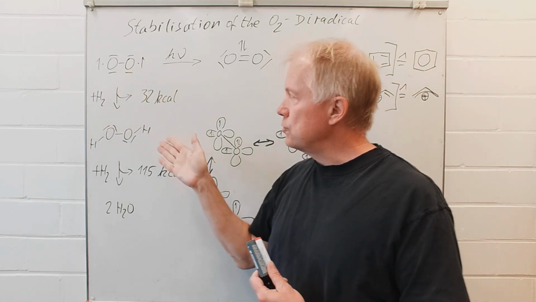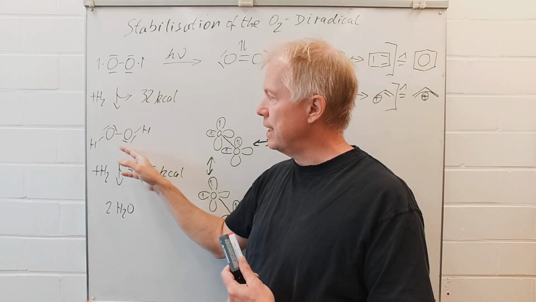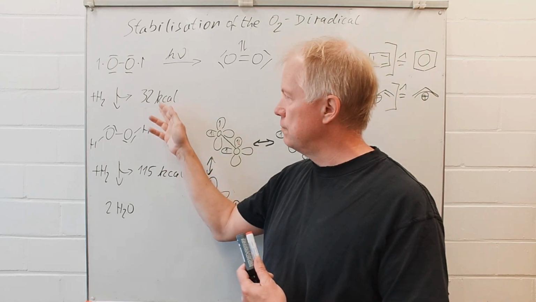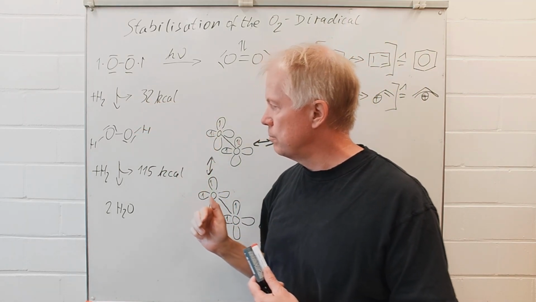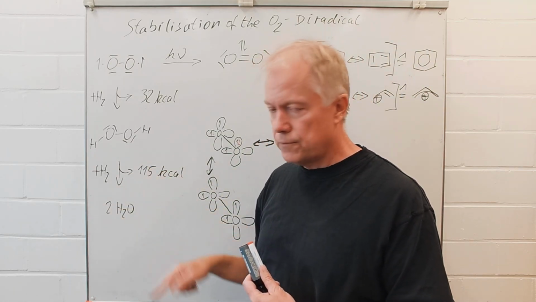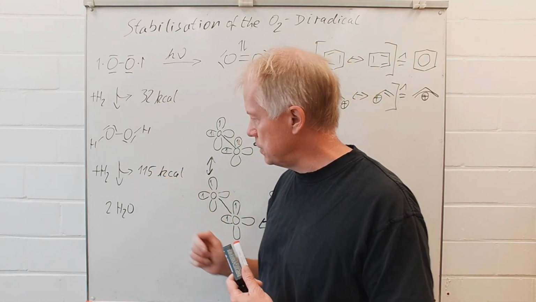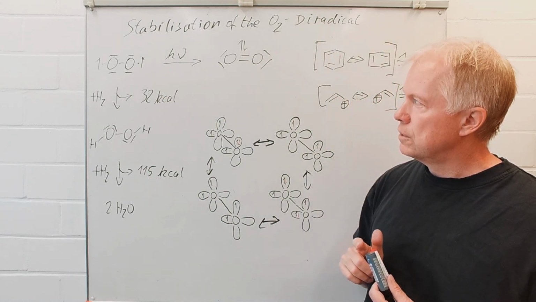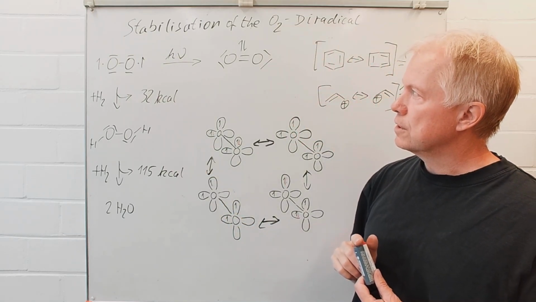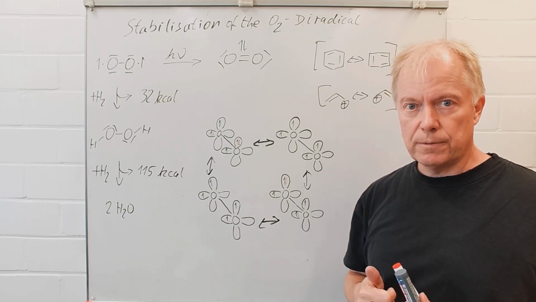In the case of hydrogenation, the first equivalent of hydrogenation leading to hydrogen peroxide will deliver 32 kcal per mole. The second equivalent, then leading to the final product, water, delivers 115 kcal per mole. So, some stabilization is taking place here, and it's a mesomeric stabilization.